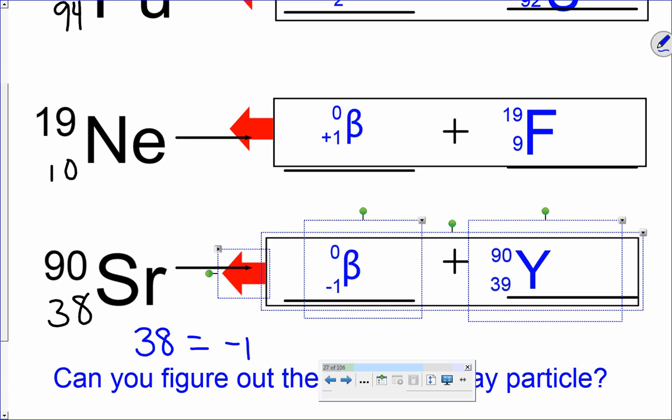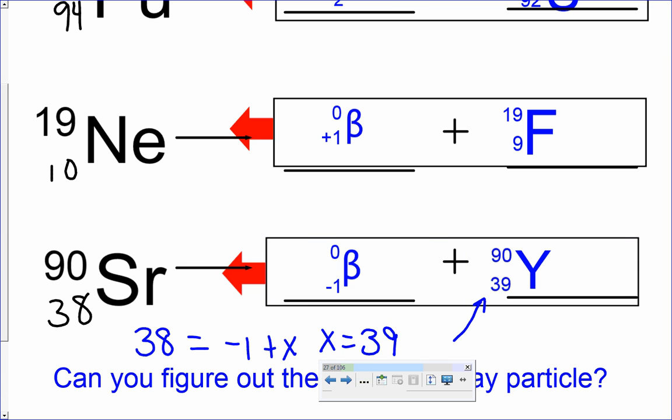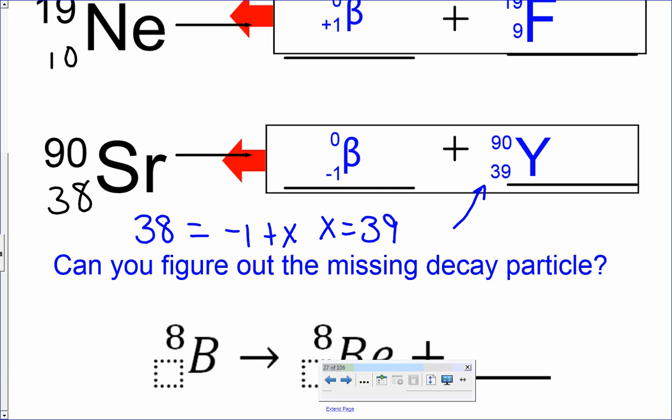The reason that a beta particle is written as a negative 1 is we actually have a neutron turning into a proton. So if you solve this mathematical equation, you'd really be adding a negative 1, subtracting a negative 1, which is adding. So you would get x equals 39, which is why our ending atomic number right there is 39. In other words, we have 39 protons, which indicates yttrium.